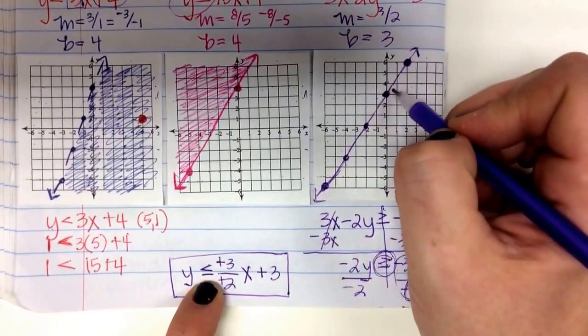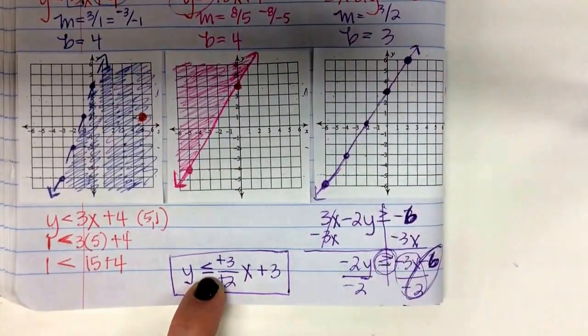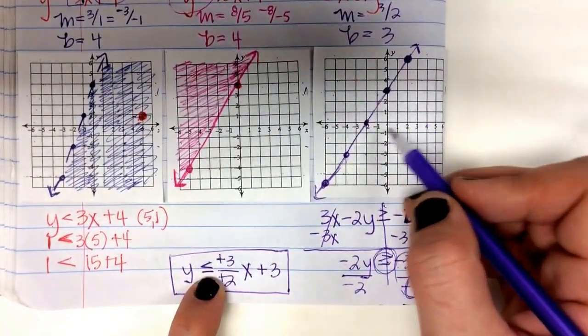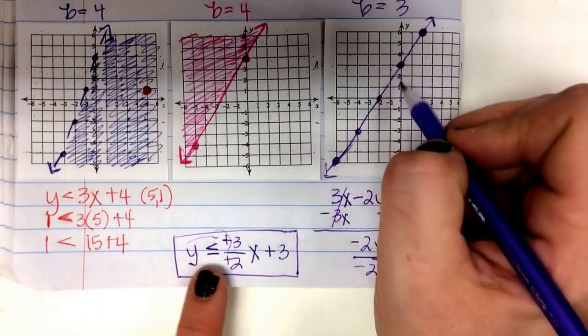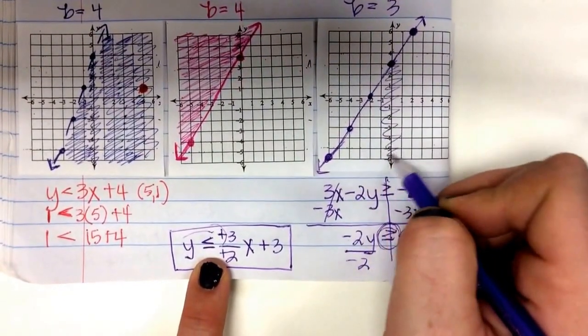Is y bigger? Do I shade above? Or is y smaller? Do I shade below? Y is smaller, right? So I shade below the line.